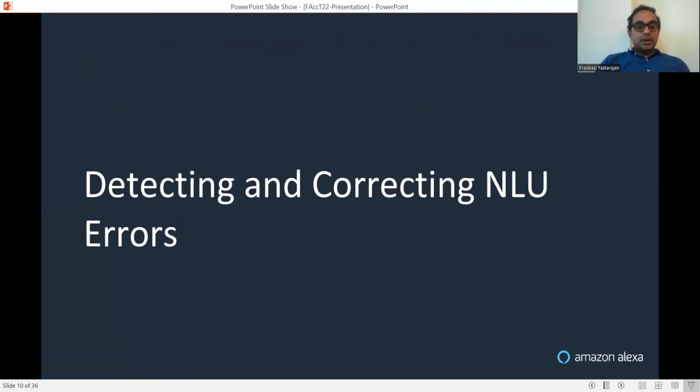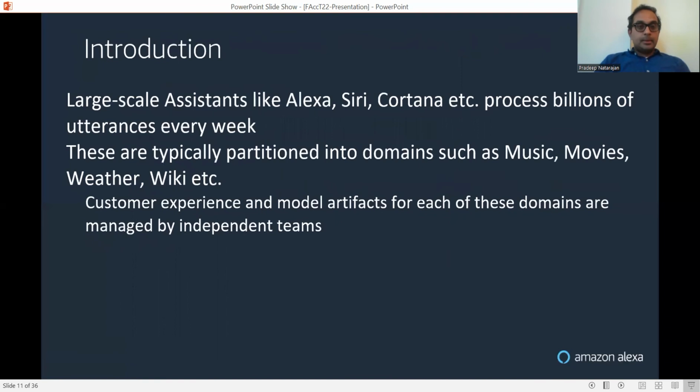So in terms of detecting and correcting errors in the NLU system, first I want to give you some introduction on how an NLU system is designed and why we make those design choices. A large-scale conversational assistant, whether it is Alexa or Siri or Cortana, processes billions of utterances every week. These utterances are typically partitioned into domains such as music, movies, weather, wiki, etc. And the customer experience and model artifacts for each of these domains are managed by independent teams.